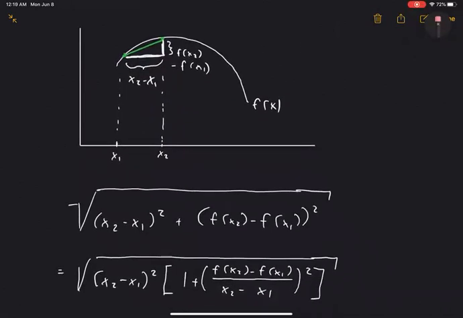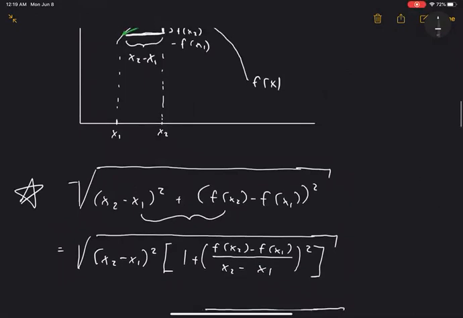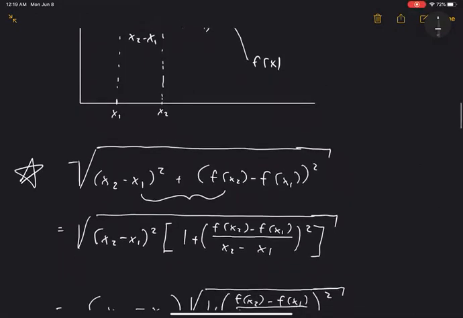Now we're going to play with this top expression here. We're just going to rearrange it to get a form that's easier to work with. Let's first factor out x2 minus x1 from both of these. If I factor out x2 minus x1 within the square root, what would I be left with? This term would become 1, and this term would become f of x2 minus f of x1 over x2 minus x1, squared.